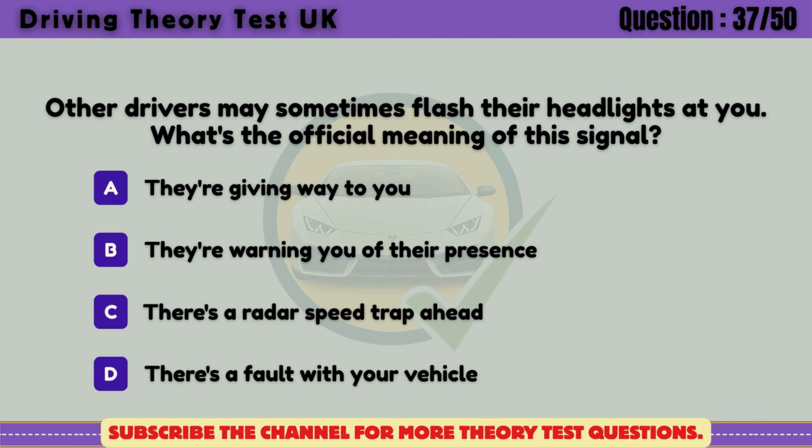Question 37. Other drivers may sometimes flash their headlights at you. What's the official meaning of this signal? Option A. They're giving way to you. B. They're warning you of their presence. C. There's a radar speed trap ahead. D. There's a fault with your vehicle.